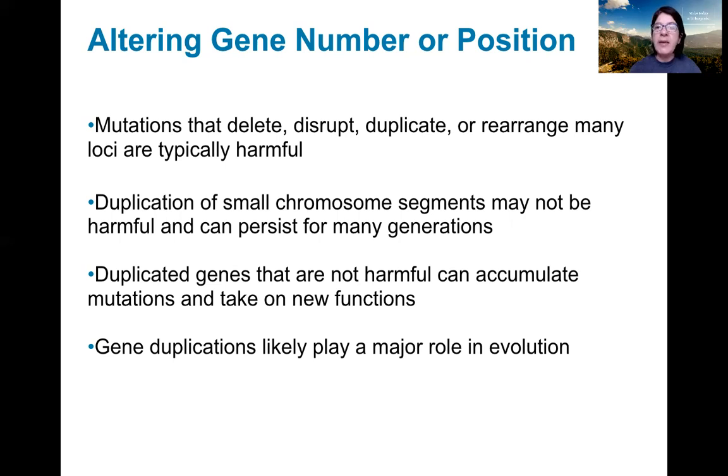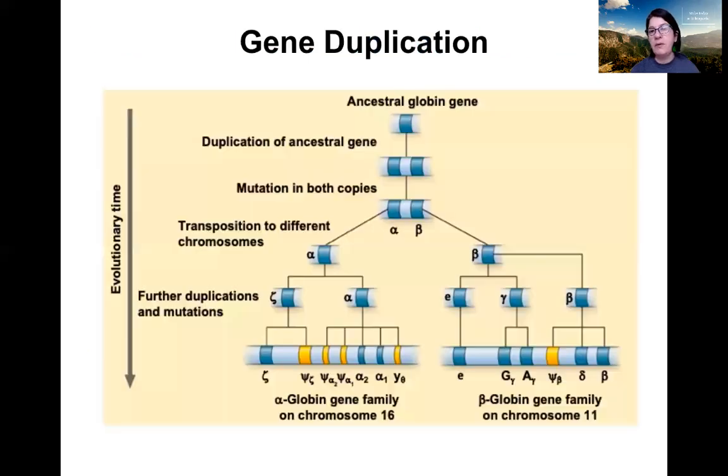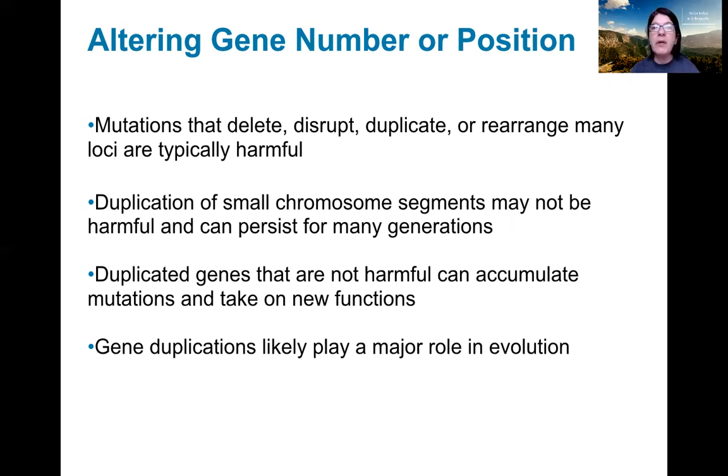And if that duplication persists, because it's not harmful, over many generations, that duplication can actually accumulate mutations and thereby create new genes. So duplicated genes that are not harmful can accumulate mutations and take on new functions. Gene duplications are believed to play a major role in evolution. And I'm very briefly going to discuss now 3 major mechanisms of basically getting new genes and new alleles, 3 major mechanisms of genome evolution. They're not the only ones, but they're the major ones and the best understood.